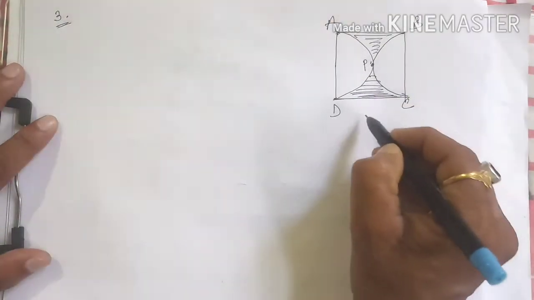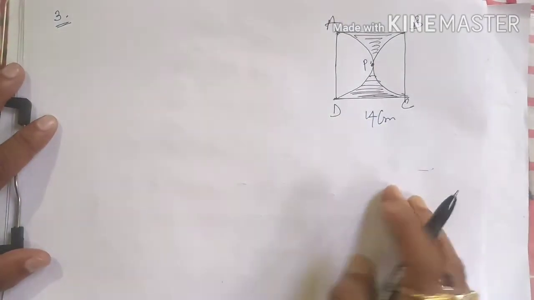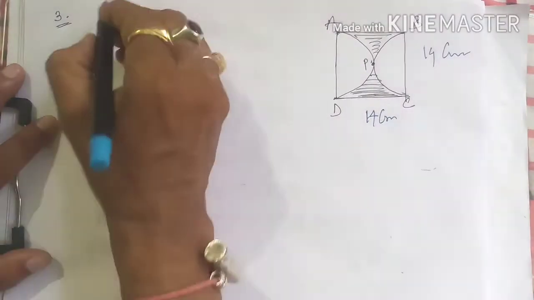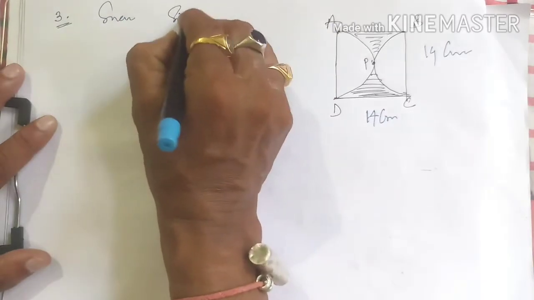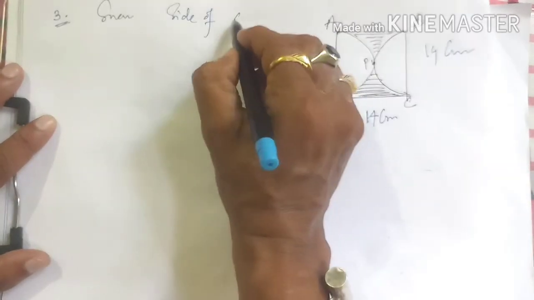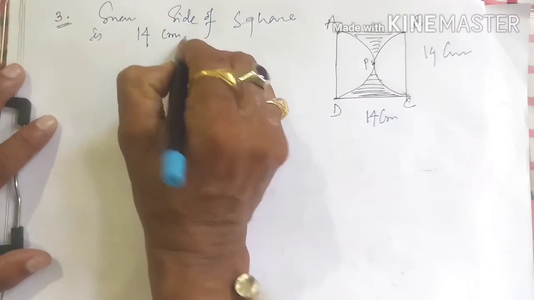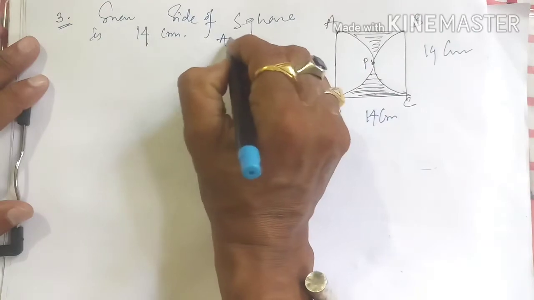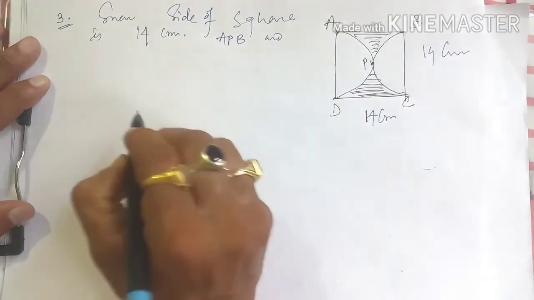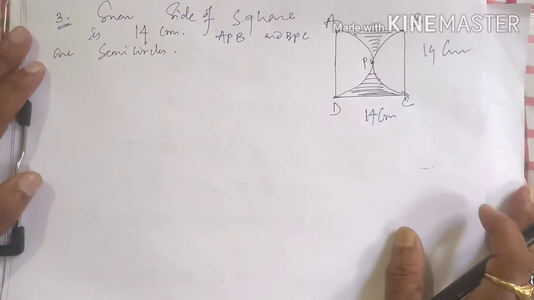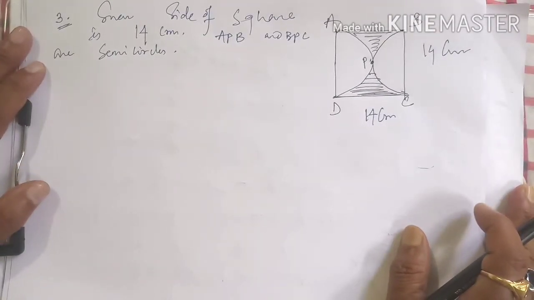If ABCD is a square of side 14 centimeter, here the side of the square is 14 centimeter. You know, all the sides are 14 centimeter. Given side of square is 14 centimeter, APB and BPC are semicircles. Okay, so how can you calculate the area of the shaded region?